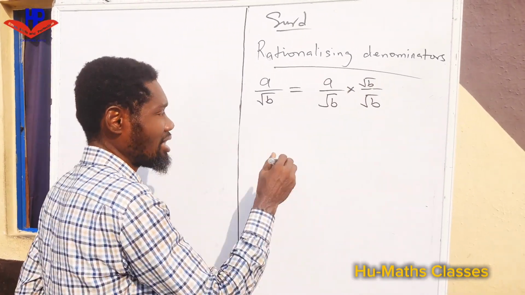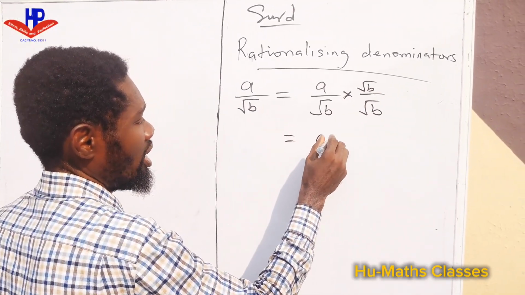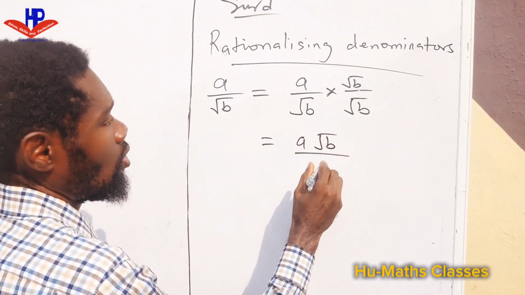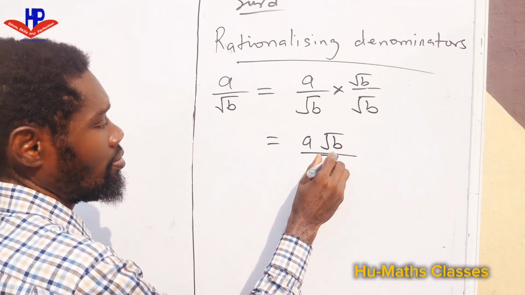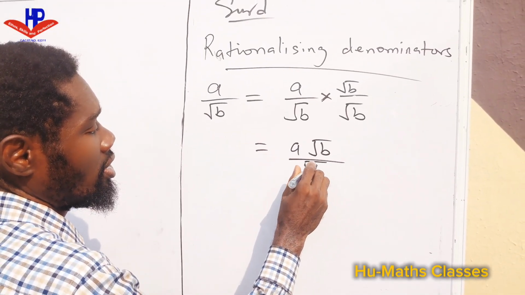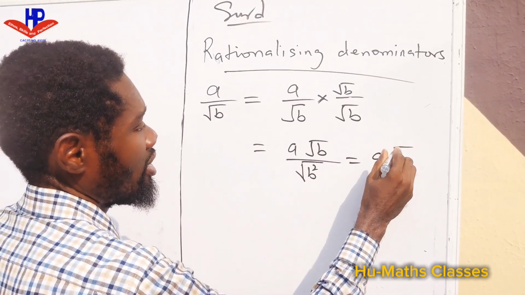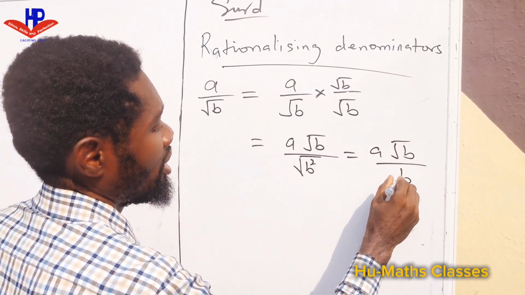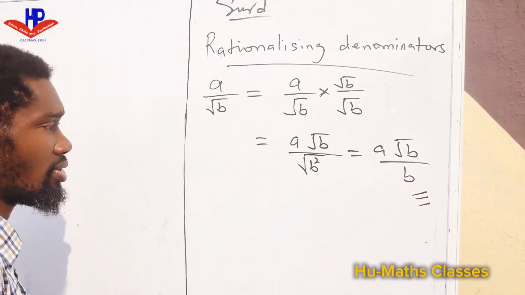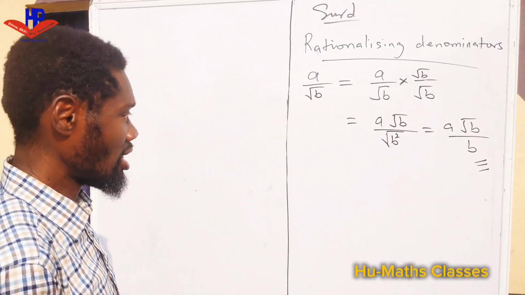If you multiply, that will give us a root b over b to the power 2. And that will be a root b over b. This will be the final result to rationalize the denominator.